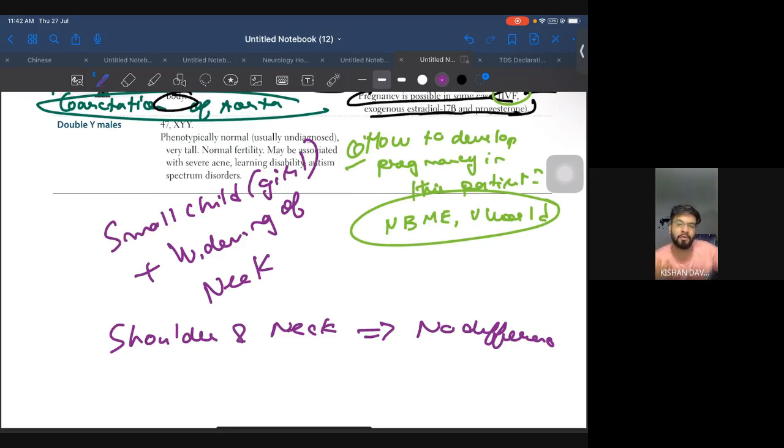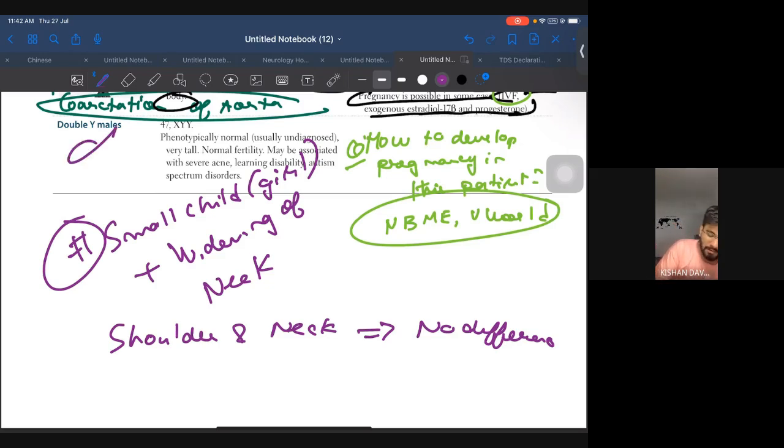Why? Because there is coarctation of aorta. Because of the coarctation of aorta, it is bulging out, and the whole neck is attached from here. Okay, so remember this. This is the most commonly asked question in the US. All right, let's just move ahead.